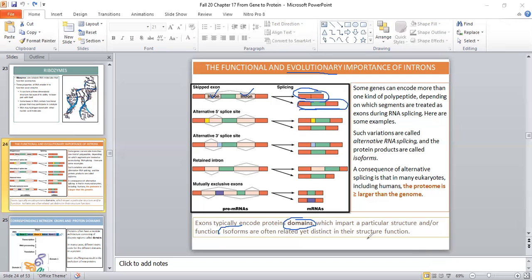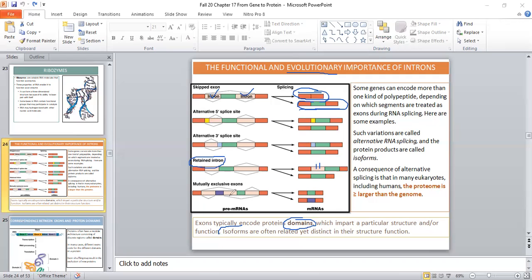Now here we have to look at a consequence of alternative splicing. Alternative splicing, you know what it means? Here is different, here is different. This is skipped exons. Alternate 5' splice site, then alternate 3' splice site. Then they give different kinds of retained introns, so the intron is retained. Just go through this, and mutually exclusive exons.